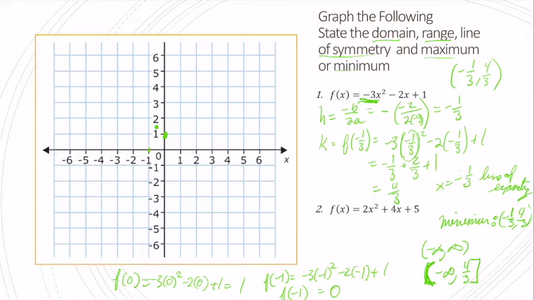So I get f of negative 1 is negative 3 plus 2 plus 1, that's 0. So here's going to be my skinny little parabola, and its line of symmetry is right through its vertex.